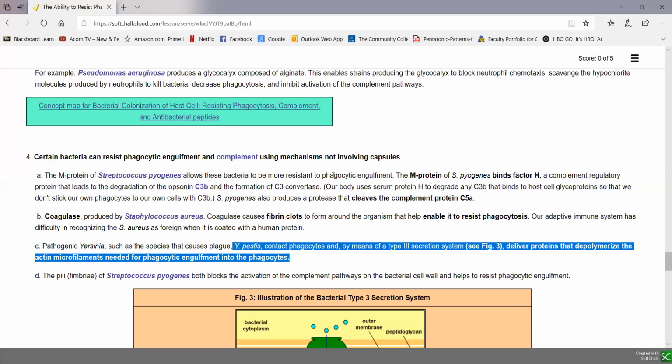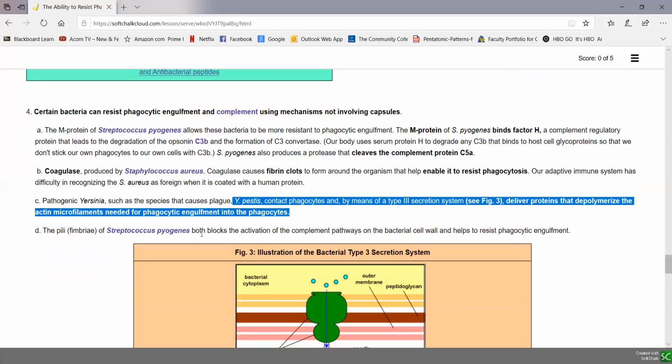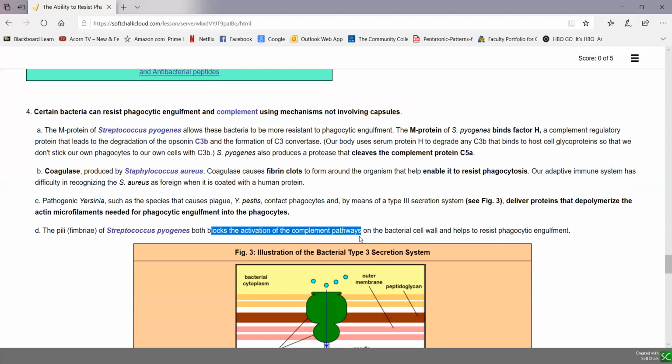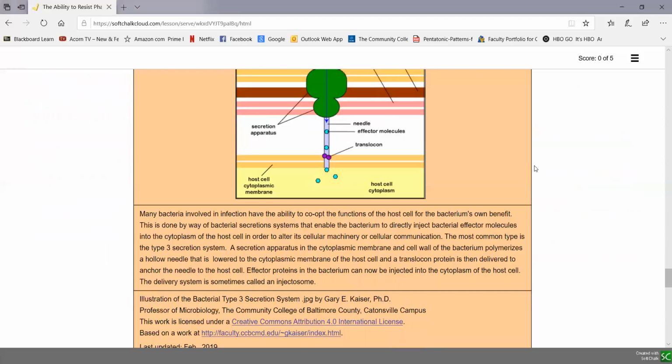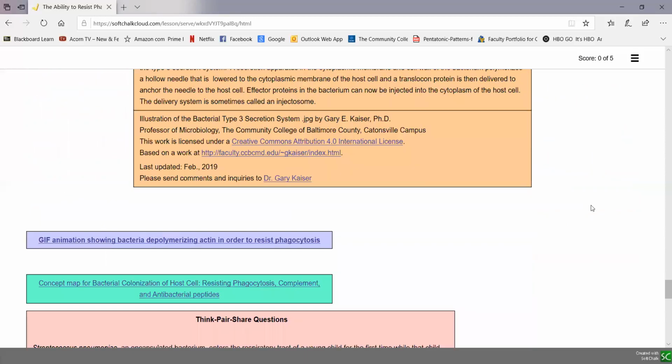And we said that very few gram-positives have pili. Streptococcus pyogenes that causes strep throat produces pili. But in this case, the pili block activation of the complement pathways on the bacterial cell wall. And by blocking the complement pathways, of course, they can resist phagocytic engulfment by preventing the formation of C3b and C4b, the opsonins, and interfering with the complement pathway in general. So there's a number of ways that bacteria can resist phagocytic attachment, or in some cases, phagocytic ingestion.